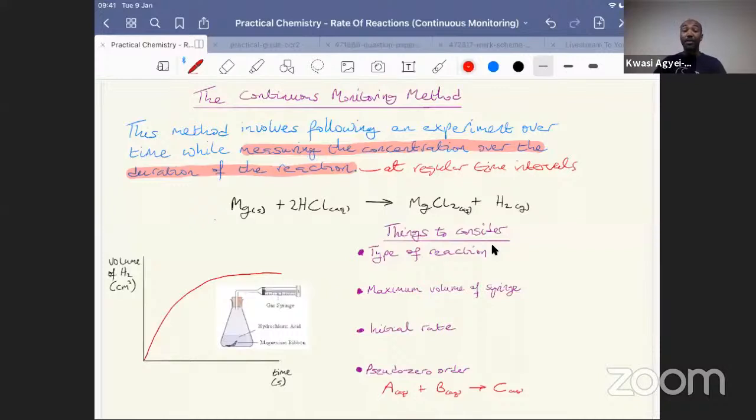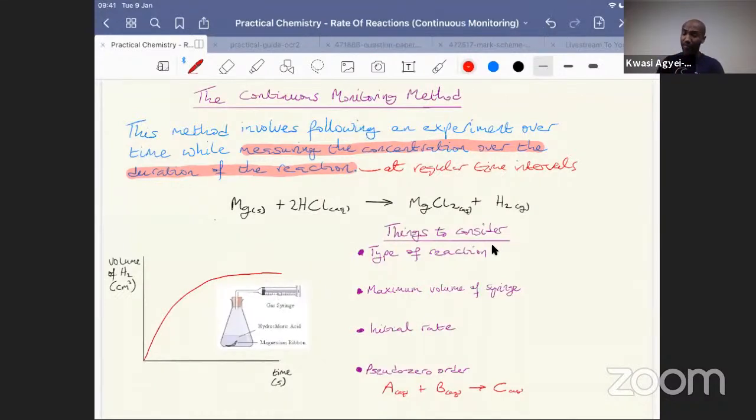Okay, so an example, one that you probably have carried out, certainly if you haven't done this very experiment, you would have been introduced to similar experiments, especially at GCSE. If you think about the good old marble chips and hydrochloric acid experiment, where you measure the volume of carbon dioxide produced, or magnesium reacting with hydrochloric acid will produce a gaseous product as well, and you can measure the volume of product being formed over time.